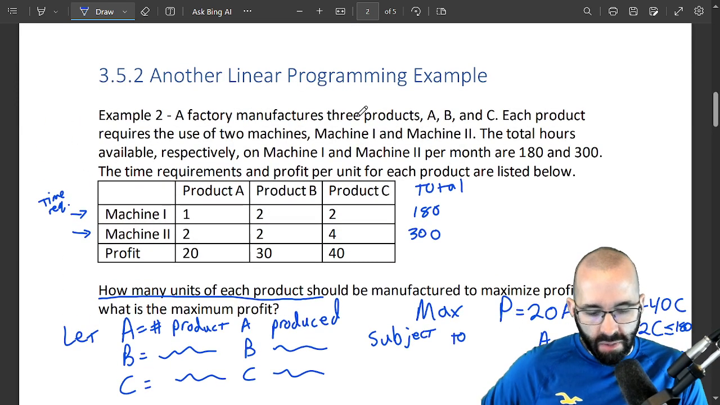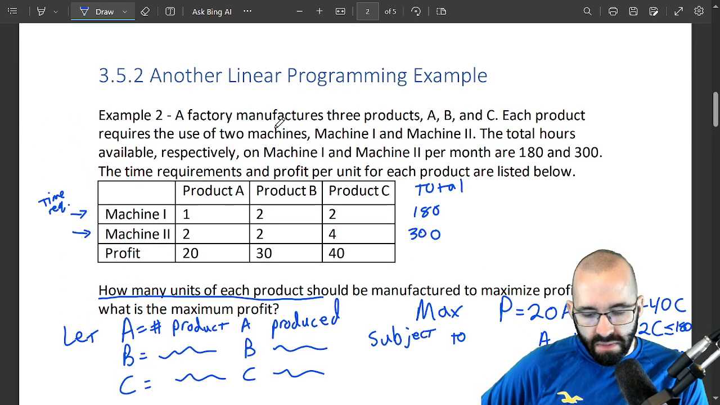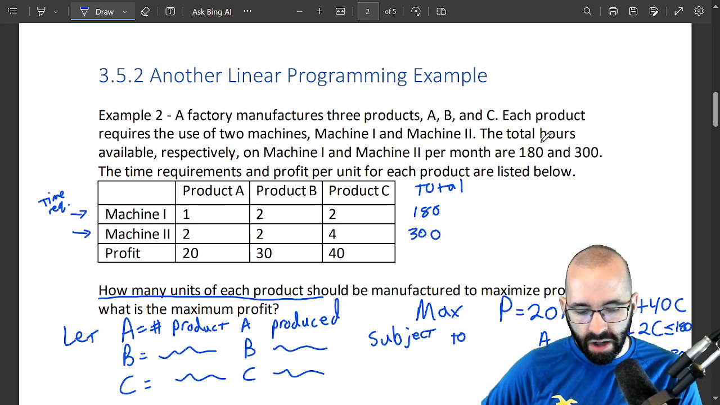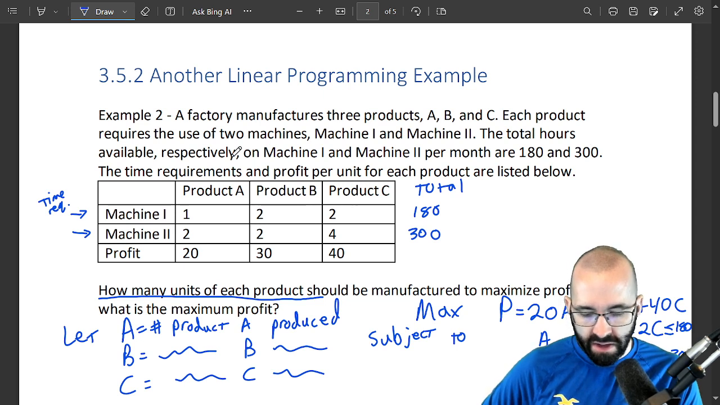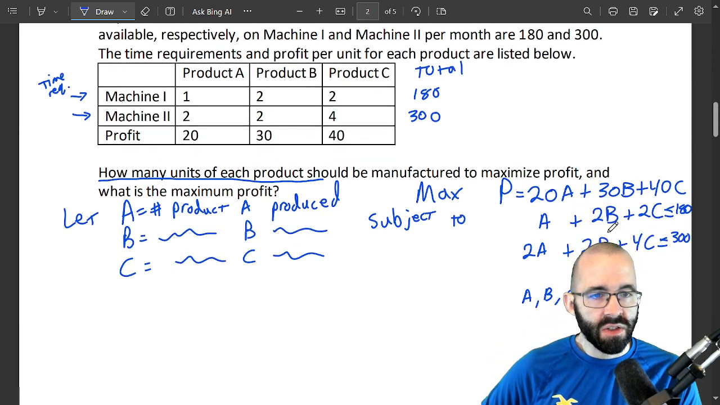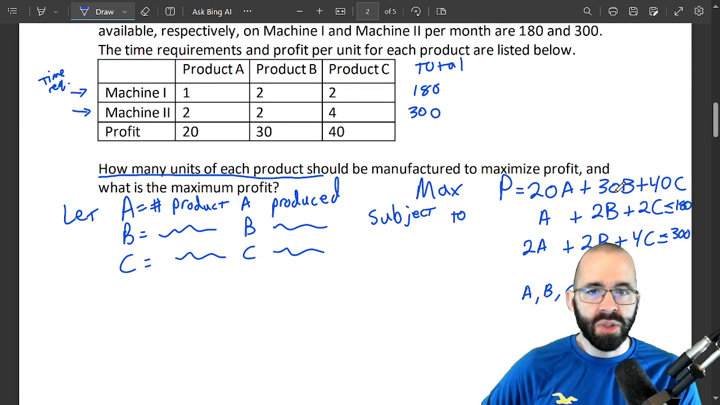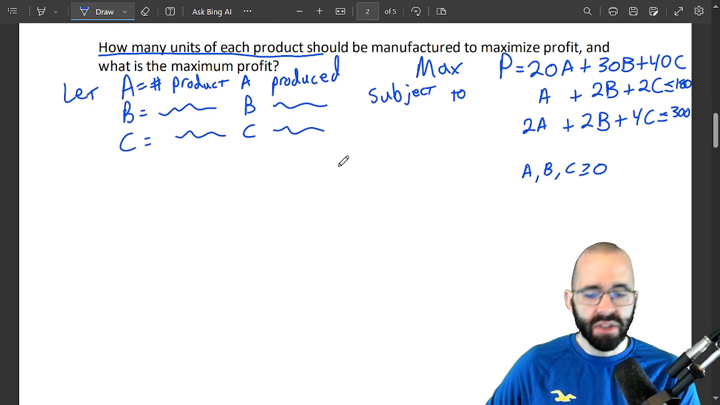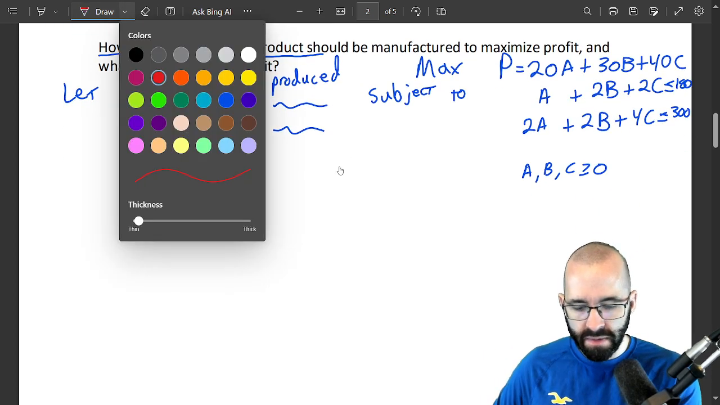Let's go over and make sure we're not missing anything else. Each product requires the use of 2 machines. We've taken care of that. The total hours available on each machine are 180 and 300. We've used that. Time requirements and profit. Well, we use the time requirements for the constraint. We use the profit for the objective function. Yeah, I think that's everything. I think we have a smaller linear program this time.